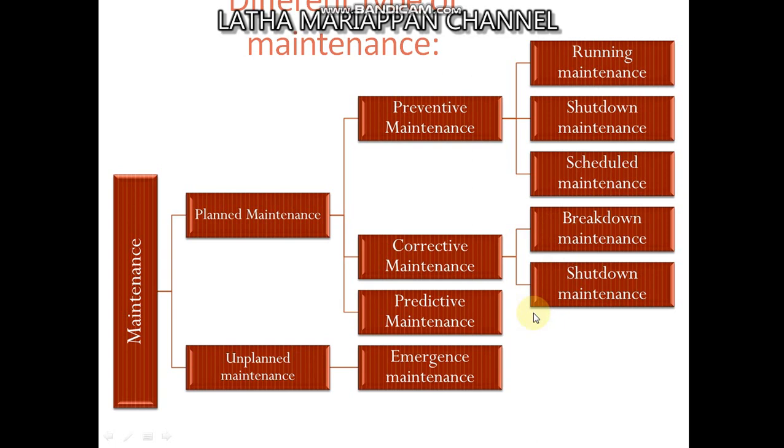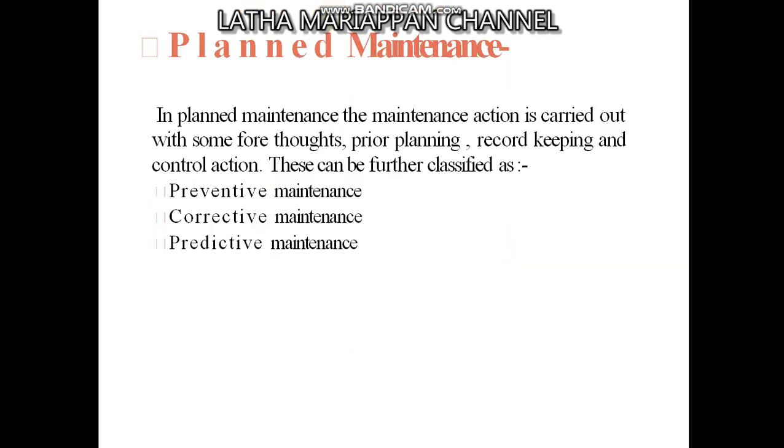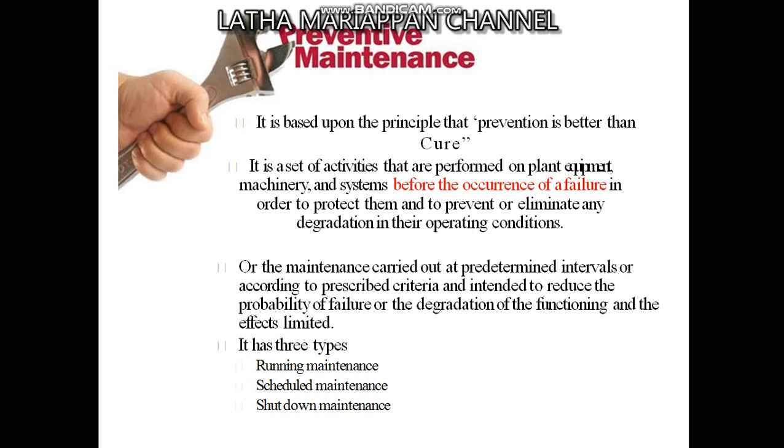Okay, we'll see one by one now. Now let us see what is planned maintenance. Planned maintenance means prior planning. You have to keep some records and control action has to be taken. This can be further classified into three different types: preventive maintenance, corrective maintenance and predictive maintenance. We'll see one by one.